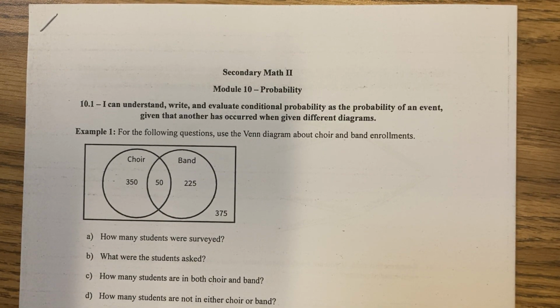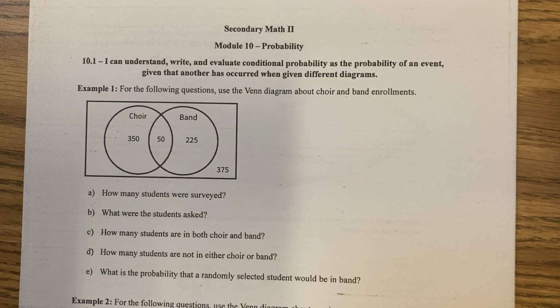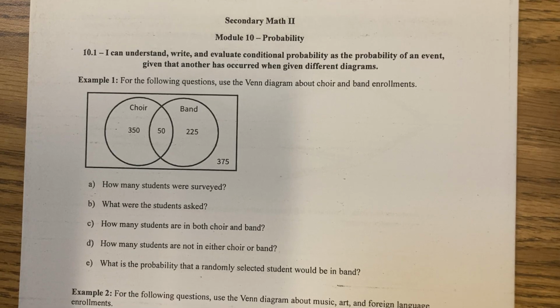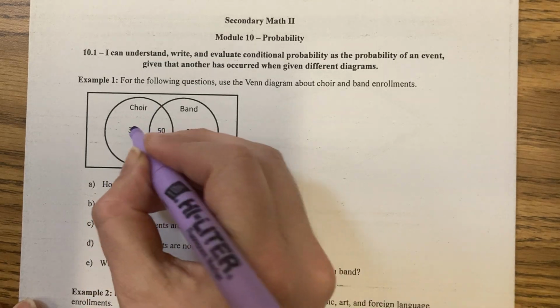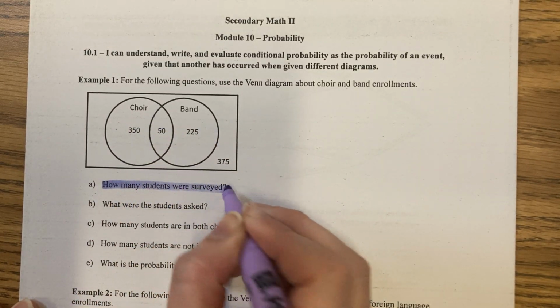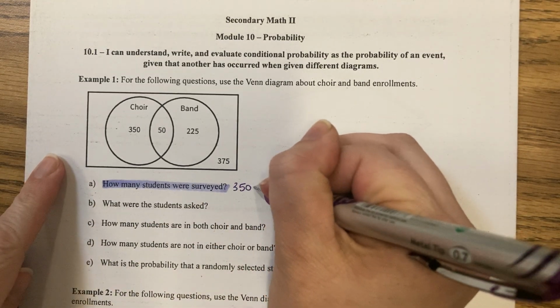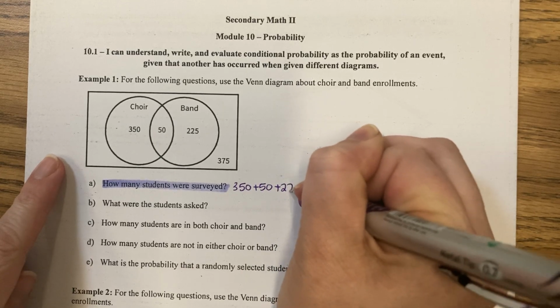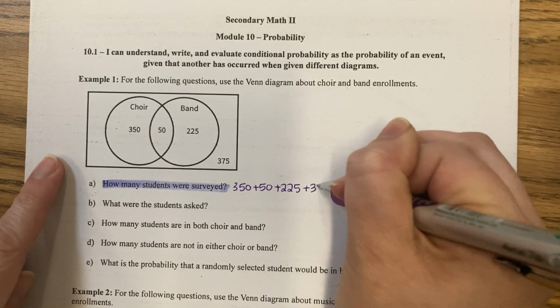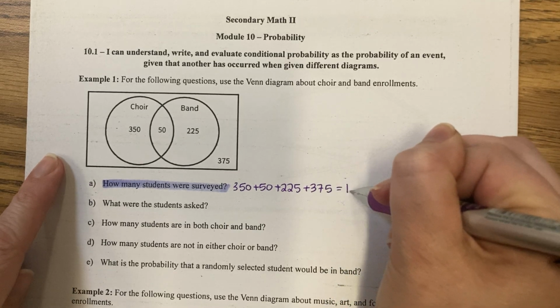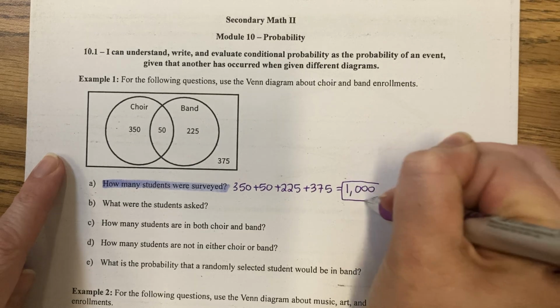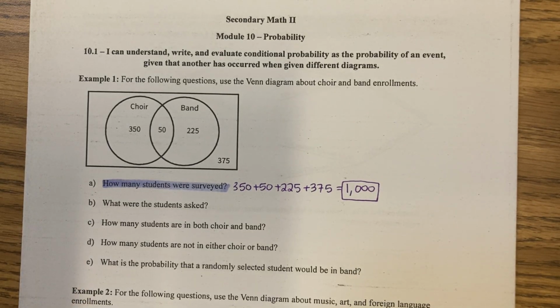Module 10.1, we're going to go over how to understand, write, and evaluate conditional probability. Our first table, we're asked how many students were in the survey. I'm going to add all of those values together to equal 1,000.